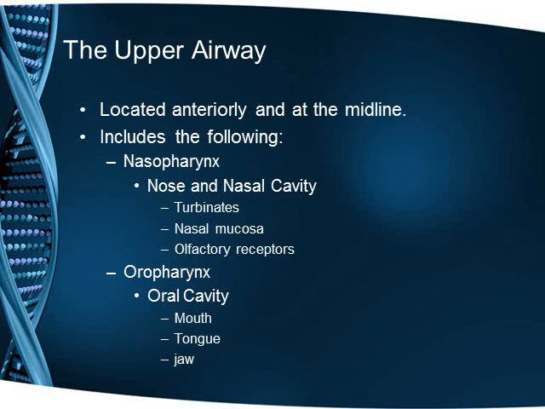So the upper airway is located anteriorly and at the midline. Anteriorly meaning at the front of the body, midline in the middle, for those of you who need a review of anatomy and physiology terms. Some of the structures of the upper airway include the nasopharynx, the nose and the nasal cavities, the turbinates. Who can tell me what a turbinate is? We have 3 of them.